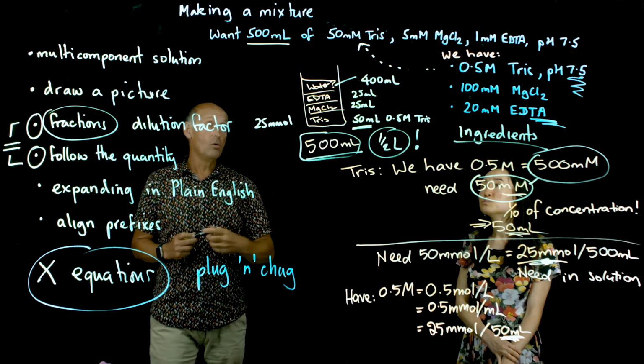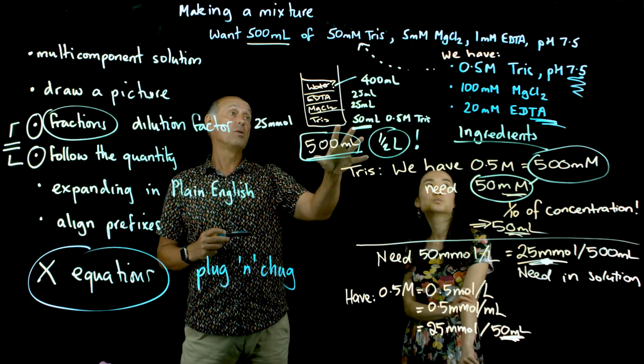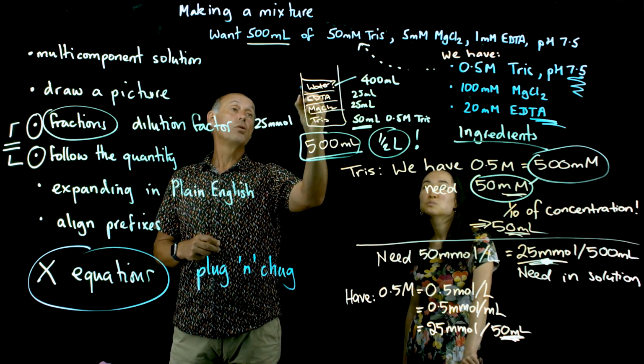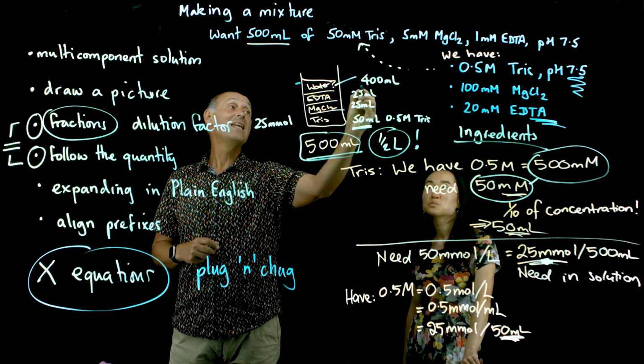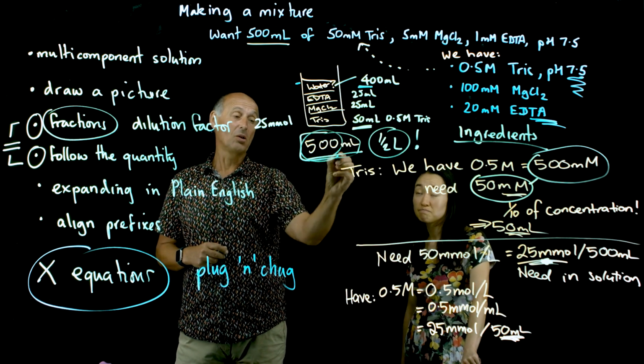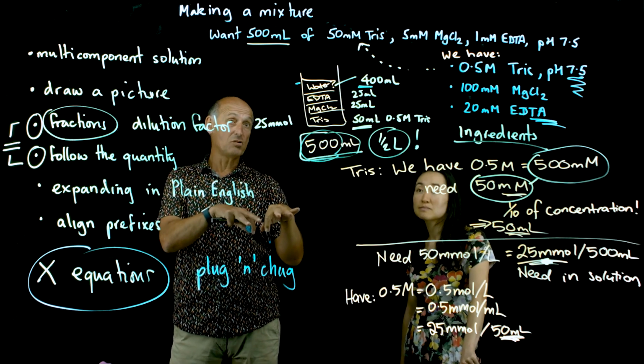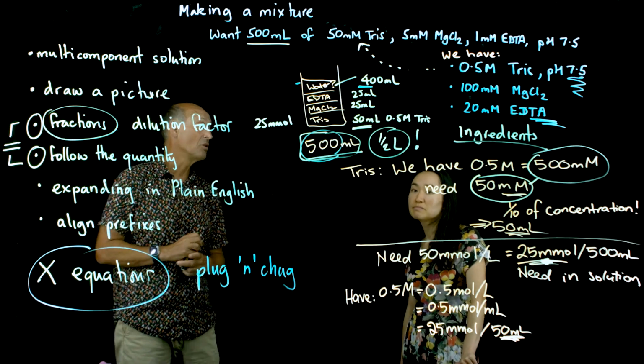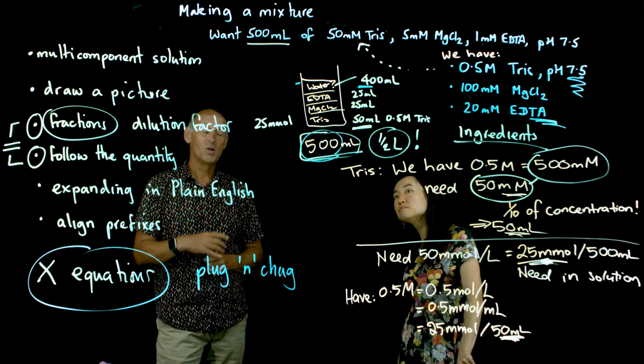Whenever you're making a multi-component solution like this that needs pHing, you need to make the volume up to less than the total amount, then do the pHing, and then finally make it up to 500 after you've done the pHing. Otherwise, you'll go over. Yep, you don't want to go over.